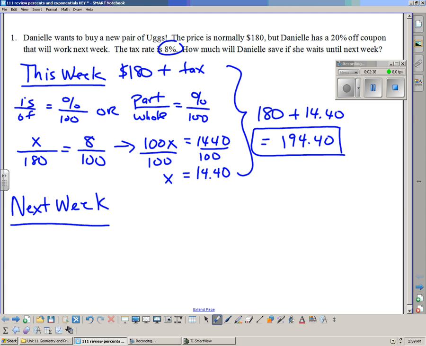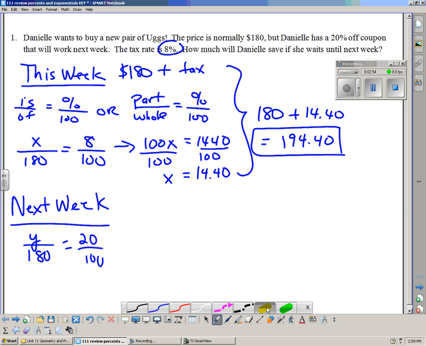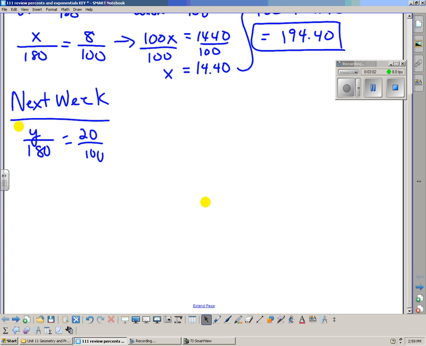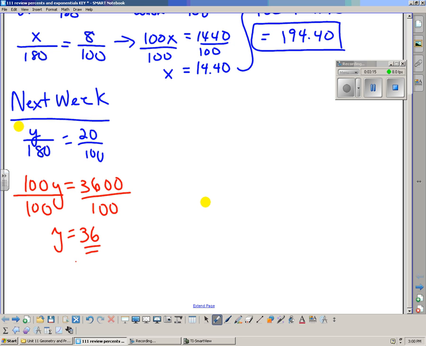Now next week, if I wait, I have a 20% off coupon. So I want to figure out what 20% of 180 is. So I'm going to call that y over my whole price, 180, equals 20 over 100 this time, because we're working with next week's data, or coupon of 20%. And that's what we're doing right here. So if we cross multiply again, we would end up with 100y equals 3,600. And dividing by 100, y is 36.